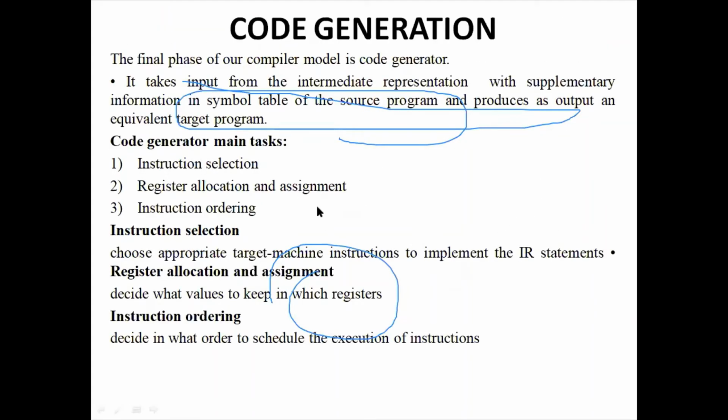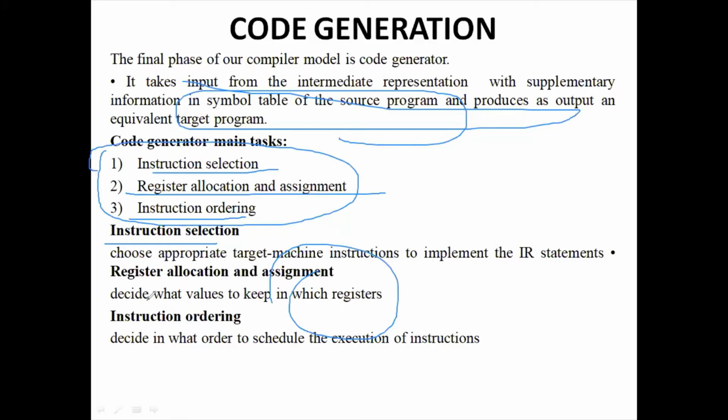So in code generation we have some main tasks. What are the tasks? We have three parts. One is instruction selection. Second one is register allocation and assignment. Third one is instruction ordering. What about instruction selection? Instruction selection is to be implemented for the intermediate statements. Here you have to specify the target machine instruction to implement those statements.